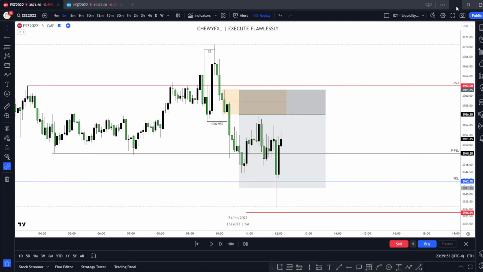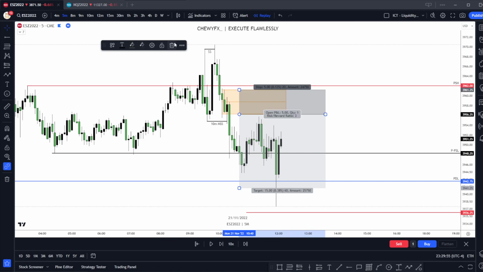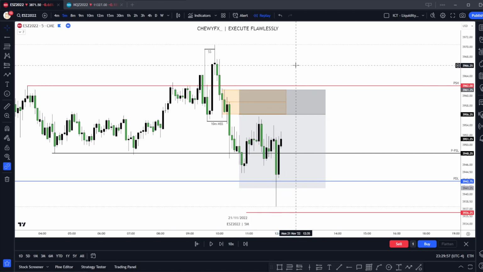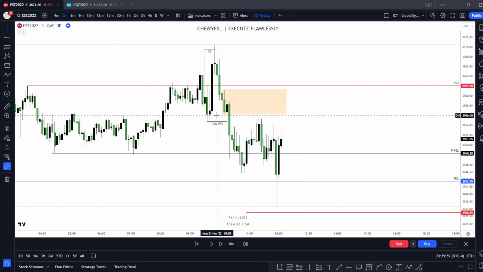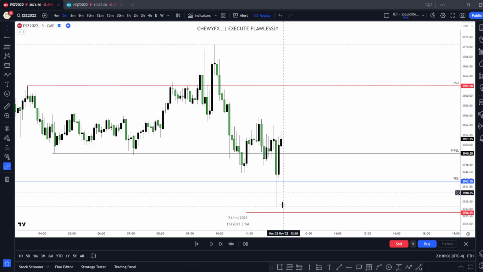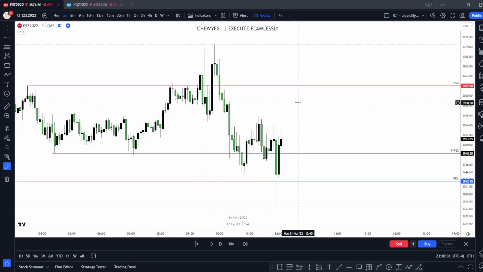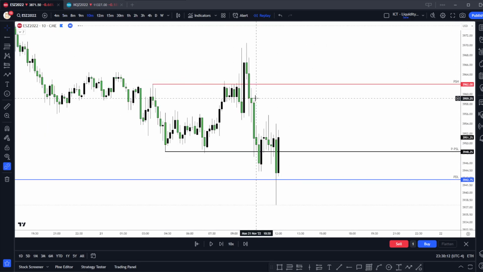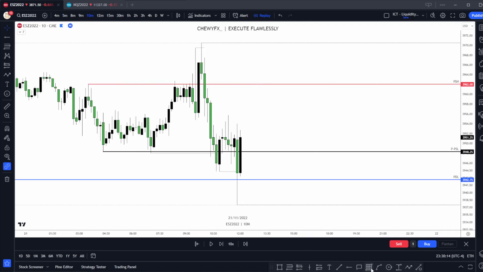Okay, so now that we swept that previous day low, we can now look for either an EM3 model or we can look for an EM2 reversal. So first we need to confirm our previous session low, which is right here. So let's go to the 10-minute time frame here.